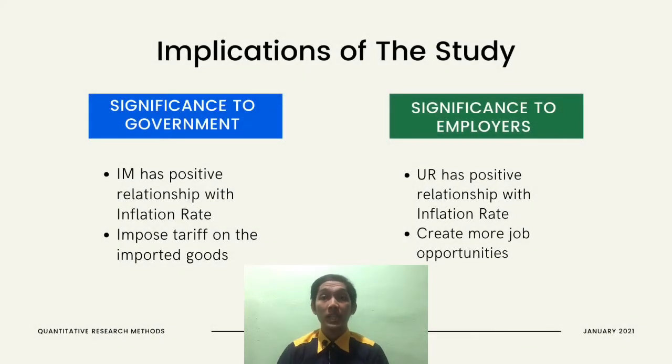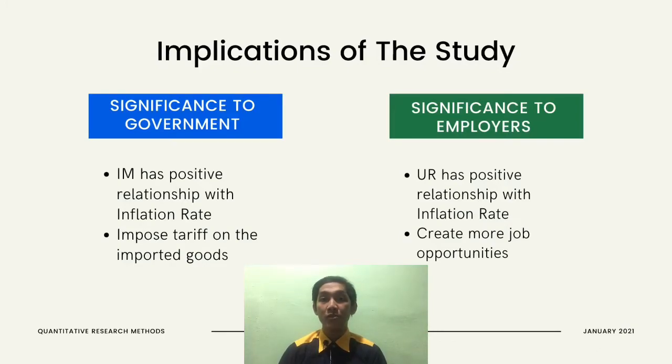Moving to the implications of the study. The first one is significance to government. Since import of goods and services has a positive relationship with inflation rate, which is significant at 1%, the government of Jamaica needs to reduce the number of imported goods and services from other countries by imposing tariffs on imported goods and encouraging more exports. This will help them reduce the inflation rate.